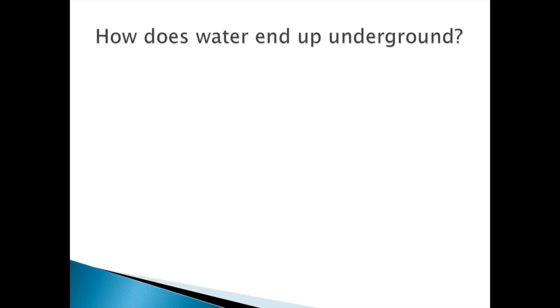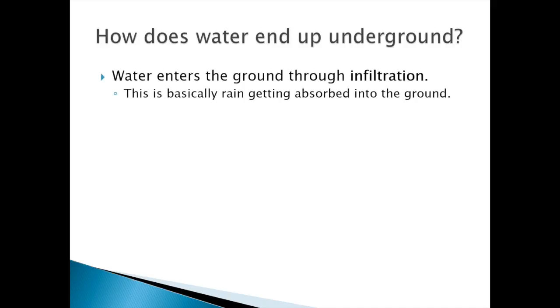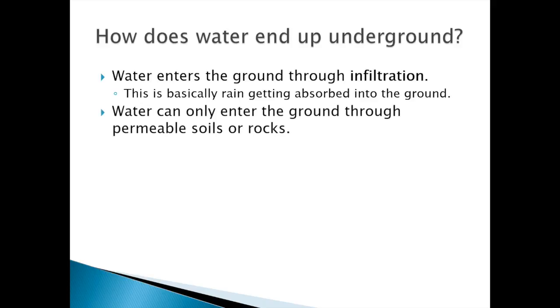From the video we saw at the beginning of the presentation, we learned that the vast majority of our drinking water comes from groundwater. How does water end up underground? Water enters the ground through infiltration, which is basically rain getting absorbed into the ground. But water can only enter the ground through permeable soil and rocks. What does permeable mean? What do you think would be an example of a permeable material and an impermeable material?